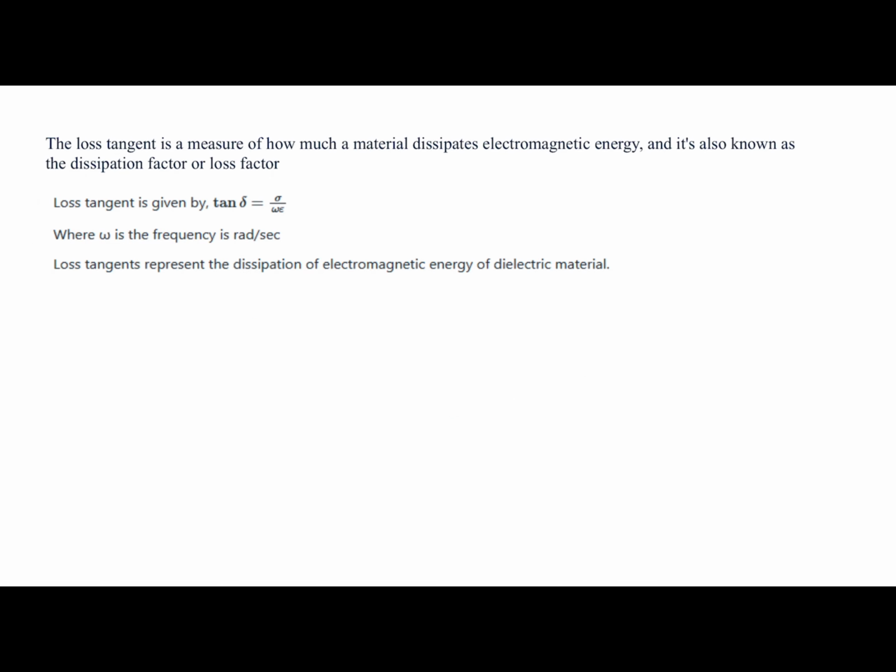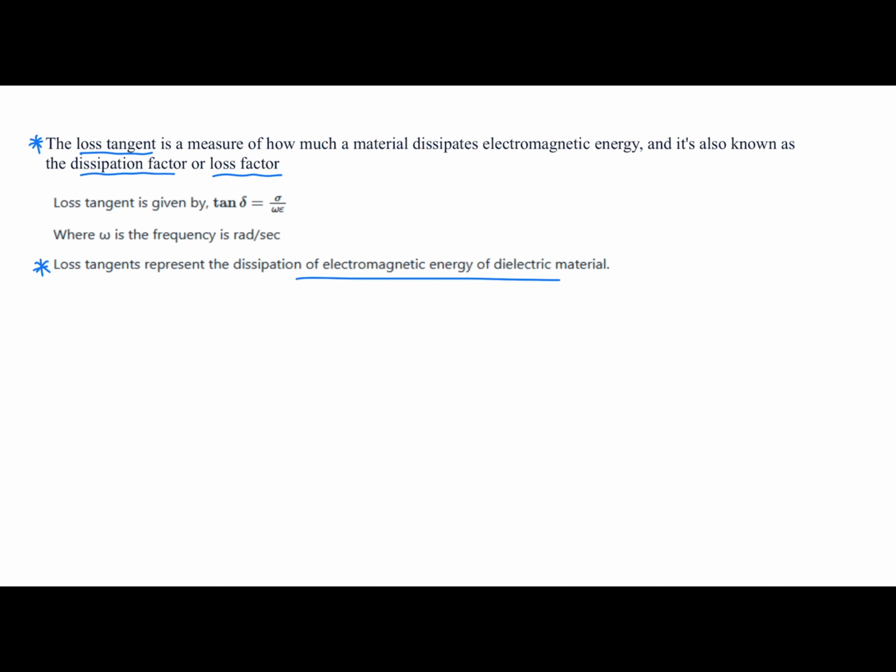Some more points related to loss tangent. The loss tangent is a measure of how much a material dissipates electromagnetic energy, and it is also known as dissipation factor or loss factor. Loss tangent, tan delta, is equal to sigma by omega epsilon. Loss tangent represents the dissipation of electromagnetic energy in a dielectric material.